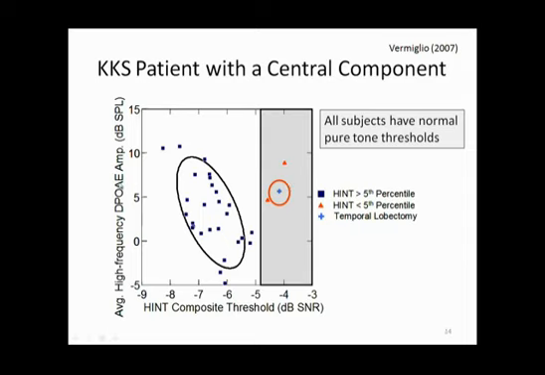I looked at the DPOAEs, fairly robust DPOAEs, implying relatively high-functioning outer hair cells. And then I asked her, have you always noticed speech recognition in noise difficulties? And she said, no, it didn't occur until after my surgery. And I said, what surgery did you have? And she said she had a temporal lobectomy.